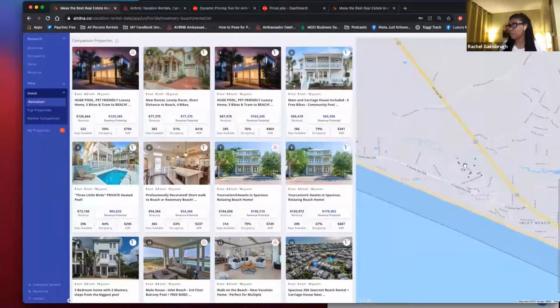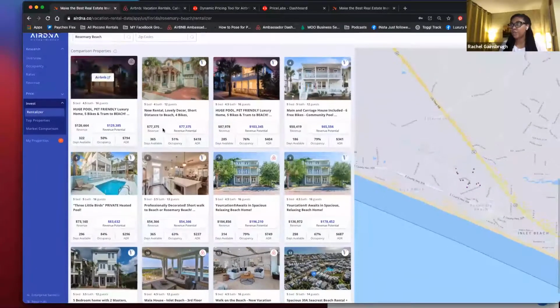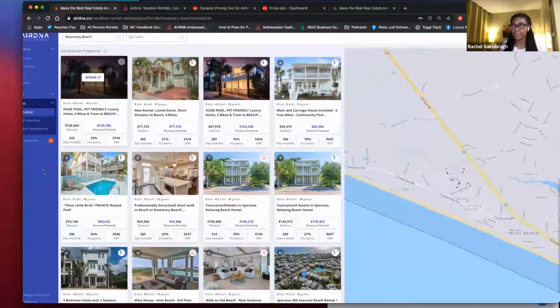Okay, so I feel like this is pretty good. And you're gonna see two numbers here. The number on the left is the actual revenue that the property generated, point blank period. This is the money that actually came in. This is not conjecture. This actually happened. It's real. On the right, the revenue potential is, on average, the potential that they could earn if they have the home listed year round.